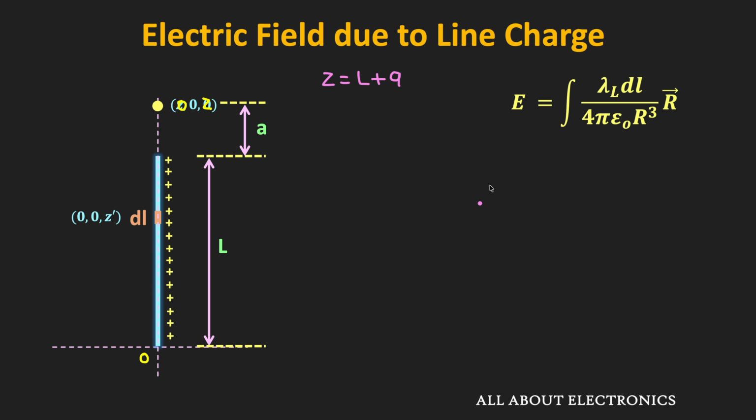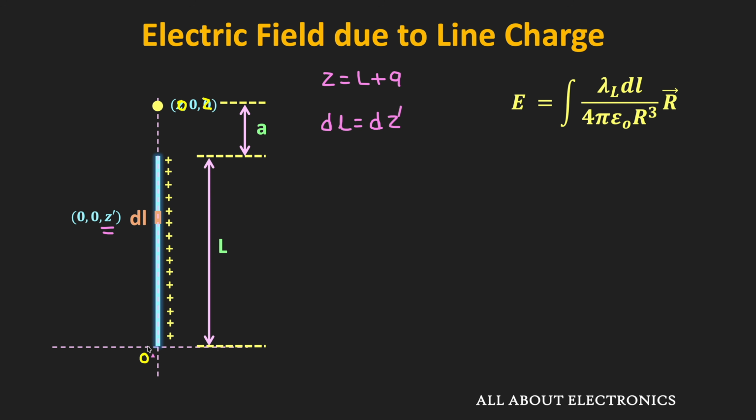So here, to solve this integral, once again, we require the value of dl as well as the vector r. For this differential length dl, the only variable that is changing is z'. Because during our integration, we will move along the line charge, so the only variable that will change is z'. So we can say that over here, this dl is equal to dz'. So now, the only thing that we need to find is r.